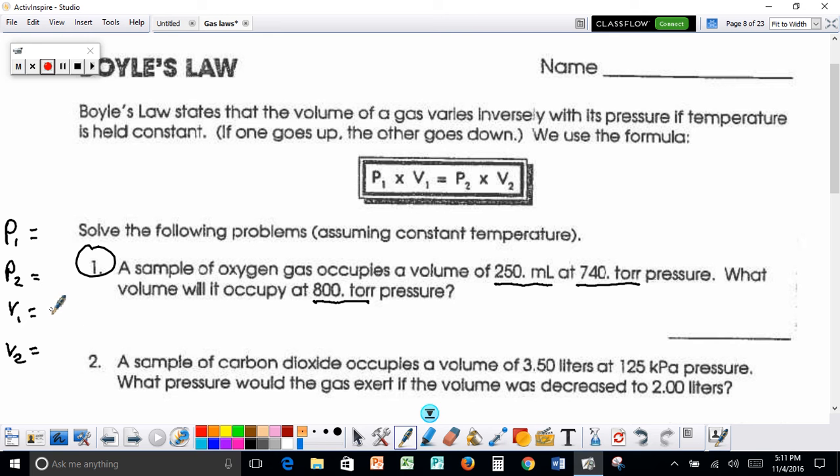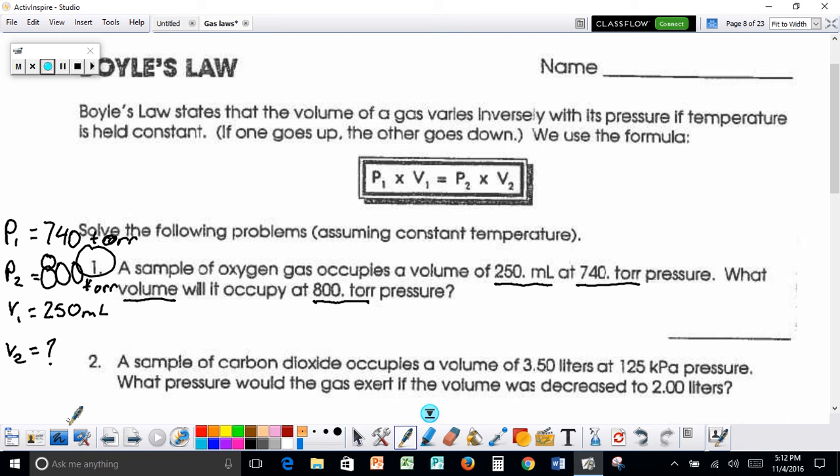So I have a V1 of 250 mils. I have a P1 that is 740 torr. I have a P2 of 800 torr. Not real sure what happened to my handwriting right there, but it just kind of went weird. And then my unknown, we want to know what volume.